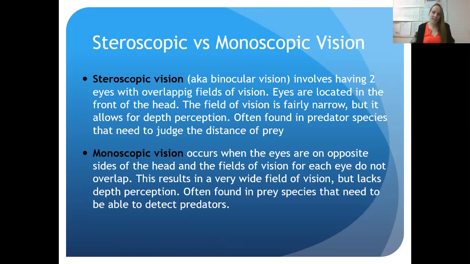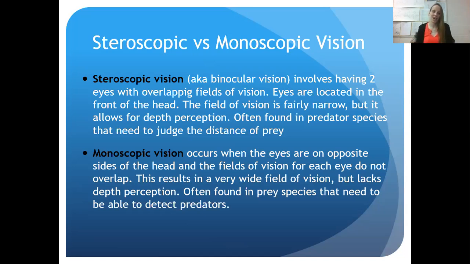The benefit of this though is that with those overlapping fields of vision, you then have depth perception. So you can see how far something is away from you and actually be able to grab it. So this type of vision is usually found in predator species where they have to judge how far away the prey is and whether it's close enough to lunge out and grab it right now.